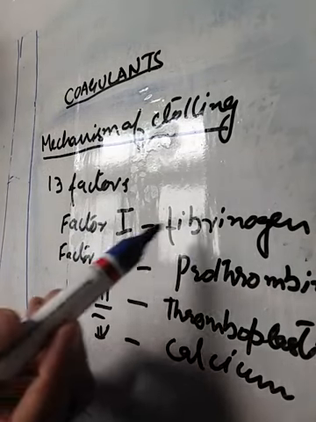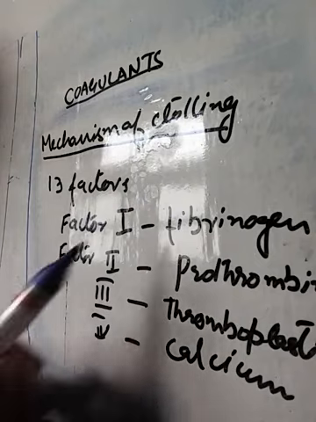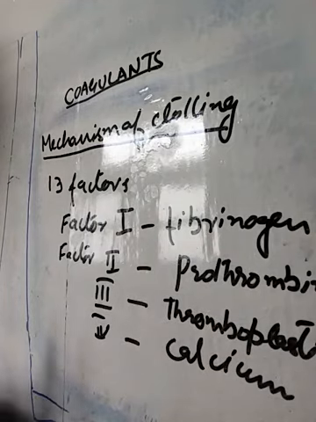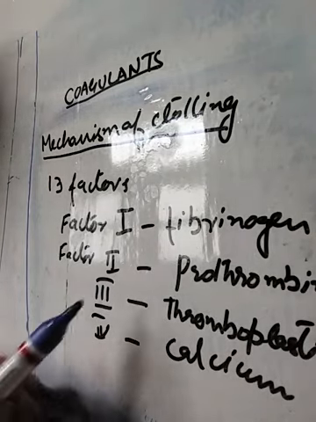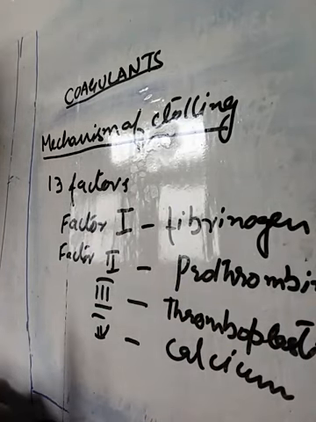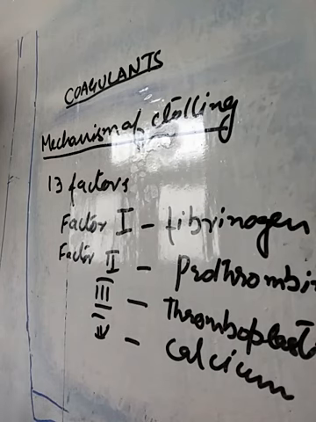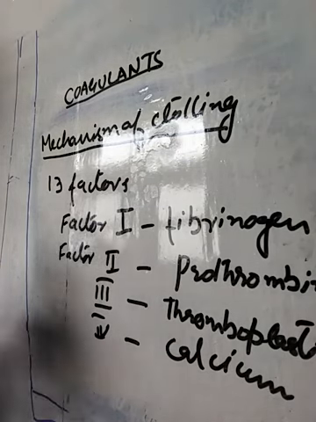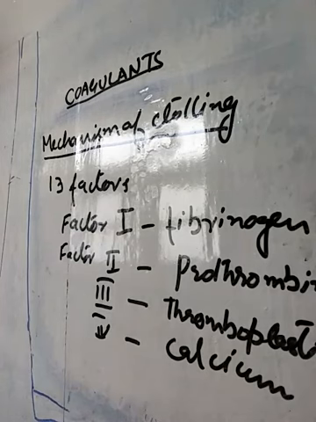Like we have factor 1, which is known as fibrinogen, and it is obtained from liver. Next factor, prothrombin, its source is also liver. Factor 3, thromboplastin, its source is platelets and endothelium of blood vessels. And number 4, calcium, which is obtained from the bones. Besides these 4 factors, there are near about a total of 13 factors which are responsible for clotting.